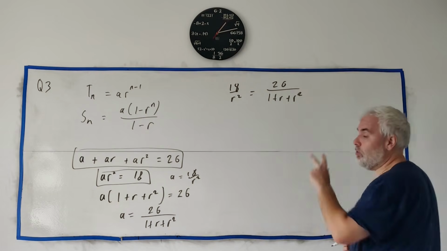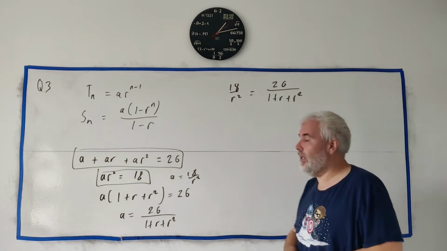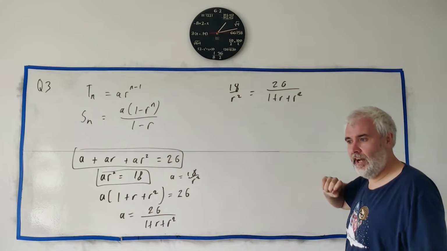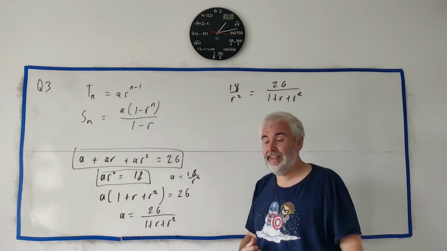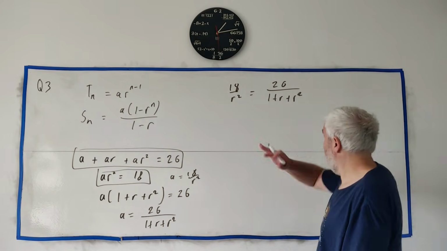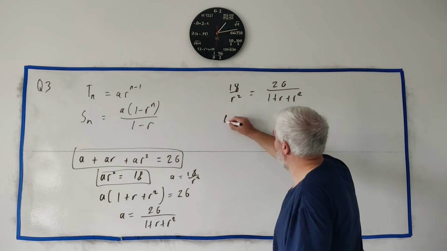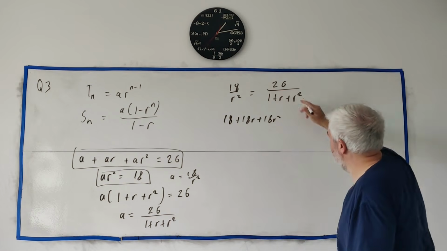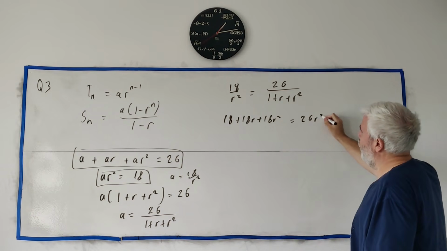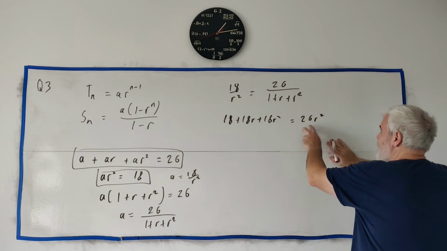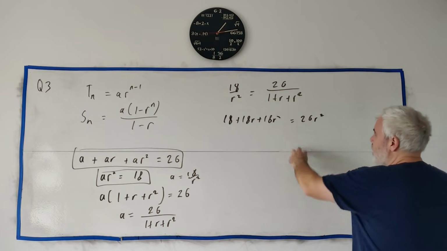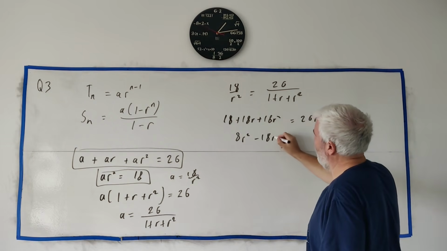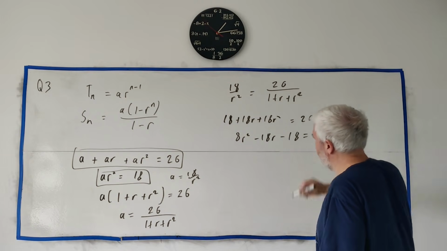Now what's much better about this way than previous? What's better is when we cross multiply here, we're only going to get r squared. Last time we ended up with r cubed, and that's what caused us a little bit of difficulty. So let's go ahead and cross multiply. 18 times this is 18 plus 18r plus 18r squared. And 26r squared by that. Let's get everything the same side with a positive r squared. So that's 8r squared minus 18r minus 18 equals 0.